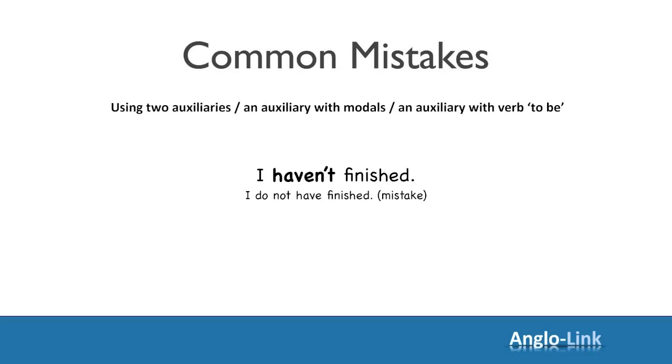Or you might hear someone use an auxiliary with a modal, like this. He doesn't can swim. Again, there is no need for the auxiliary doesn't. Can is a modal verb and takes direct negative. He can't swim.